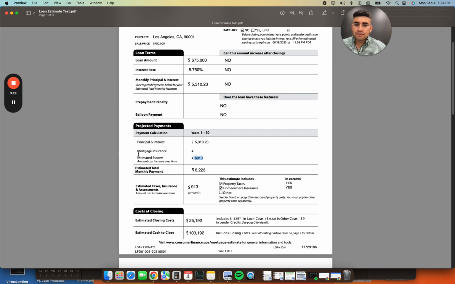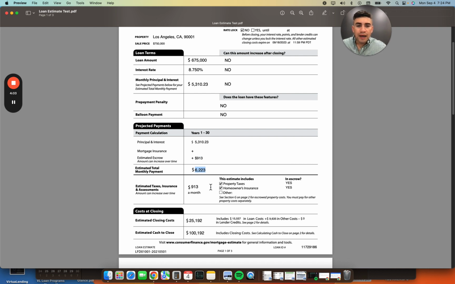In this case, mortgage insurance, there is a section here for that, if that is applicable. On any non-QM loan program, mortgage insurance is not applicable. That will only be found on a conventional or FHA product. So that's going to be blank. If you add your principal and interest payment, which is your loan payment, plus your estimated escrow payment, which is right here, you will have a total of $62.23 per month. That is your total PITI.